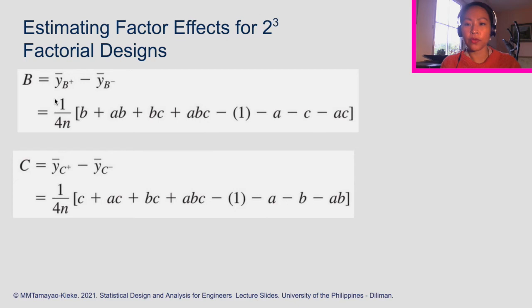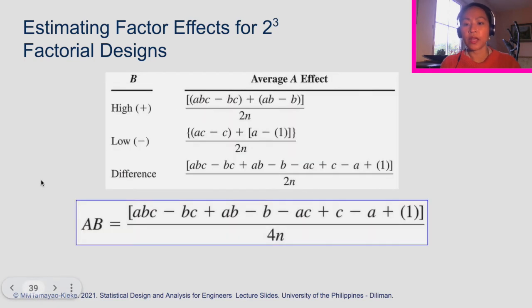So we can do the same thing for factor B, factor C to get the following expressions for estimating the average effect of these factors. And then, of course, for the interaction.